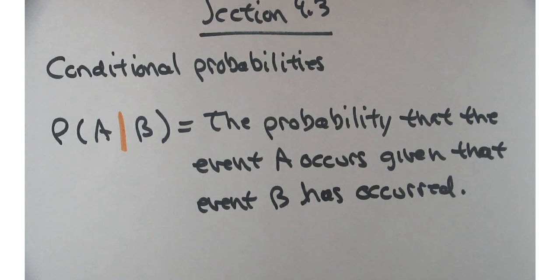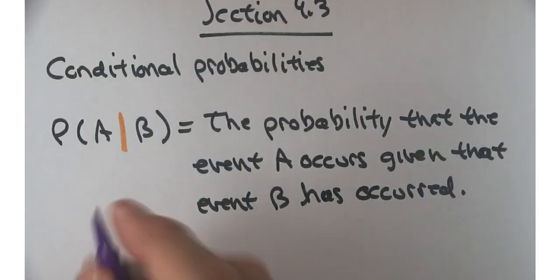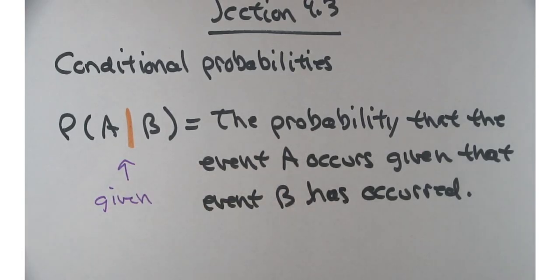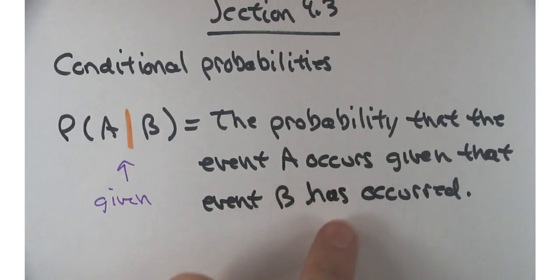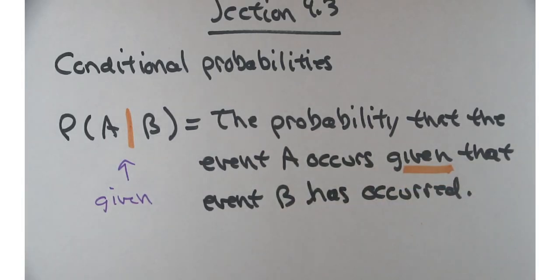So section 4.3 talks about, among other things, conditional probabilities. And we'll define it this way. Probability of A given B, and that's what this is read as, is the probability that event A occurs given that event B has occurred. So that little orange line there really reflects the fact that you're telling somebody, all right, we know that event B has occurred. I want you to calculate the probability that event A occurs.